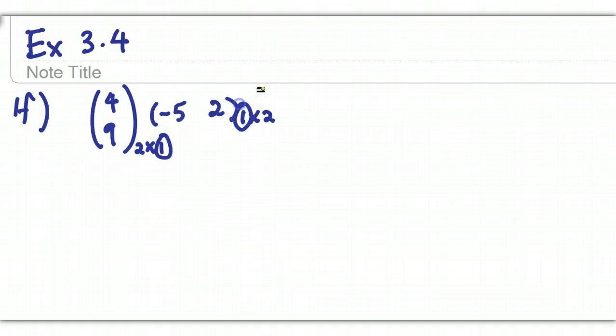Again, to check, the middle number coincides, so we know we can multiply the two matrices. The size of the final matrix will be a 2 by 2 matrix, so we know we will end up with a 2 by 2 matrix.